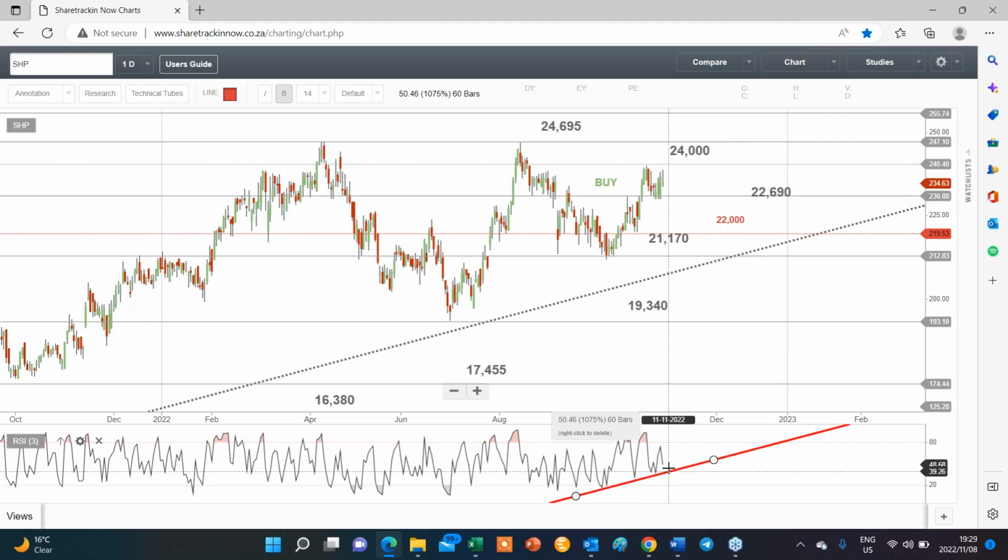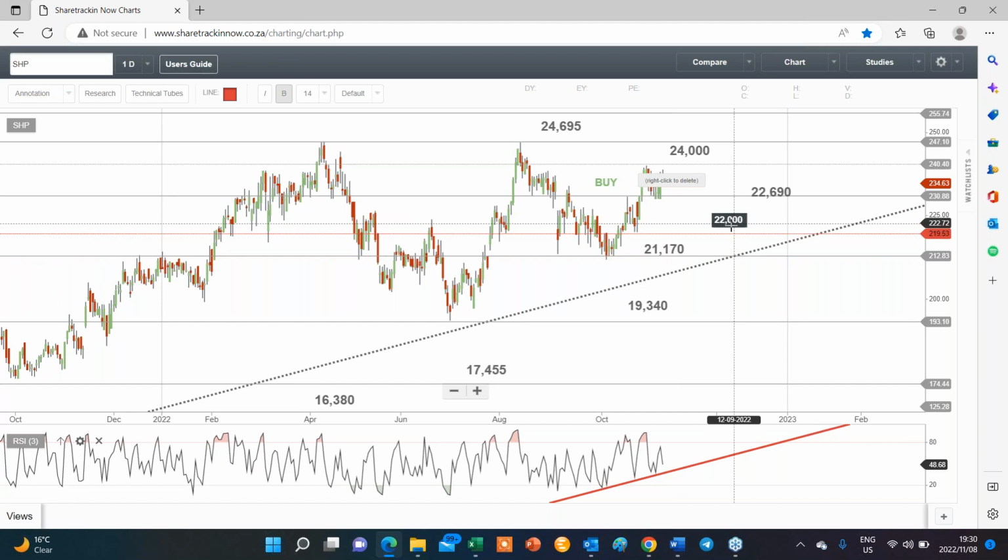RSI remaining bullish, but it's also important that the RSI remains bullish whilst it's retaining support at 226.90, because if the RSI breaks out, then that means we could anticipate downside to the stop loss level. In this case, it's at 220. That's where the stop loss is, right there. So if you're in, stay in. If it trades below that level, then maybe close your position.